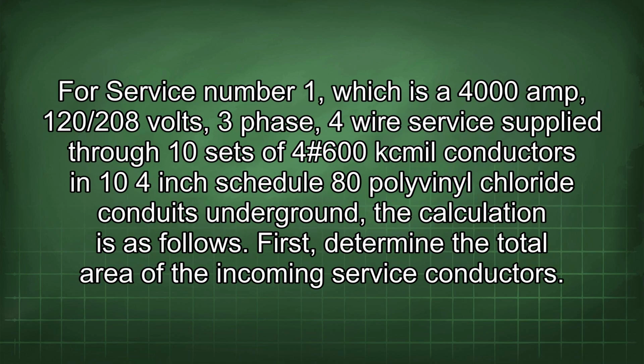For service number 1, which is a 4000 amp, 120/208 volts, 3-phase, 4-wire service supplied through 10 sets of 4/600 kcmil conductors and 10 4-inch Schedule 80 polyvinyl chloride conduits underground, the calculation is as follows.